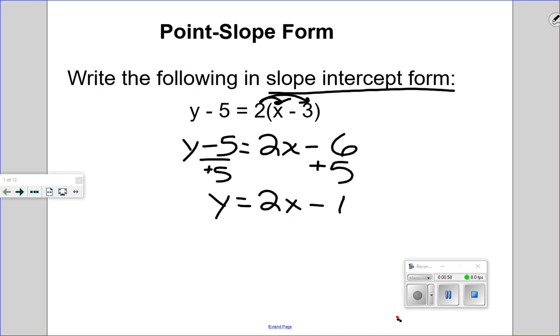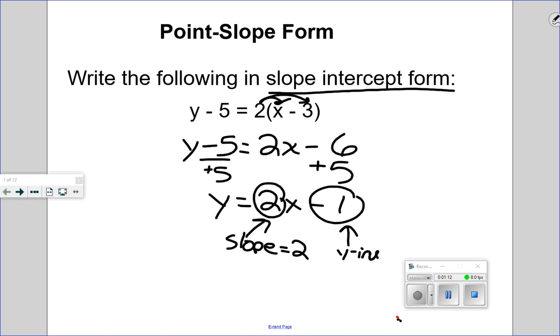Now, this is slope-intercept form. The reason it's called slope-intercept form is because the slope, which is right there, is clearly visible. Slope is 2. Also, the y-intercept is clearly visible. It's negative 1. So we call it slope-intercept form. You know you have it in slope-intercept form if the y is isolated like this and it has this format, and you can easily identify the slope and the y-intercept.